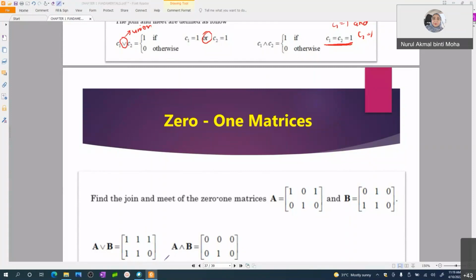But then for A meet B, you know that the keyword is and. So 1 and 0 must be 0, because not both of them are 1. One is 1, another one is 0. So that's why you put for the answer for the first element 0, then 0 1 0, 1 0 0 again, 0 1 0. But for the fifth one, both of them are 1. So that's why you can put 1 here. Is it okay? Okay, and then for the last one, 0 and 0. So the answer is 0.